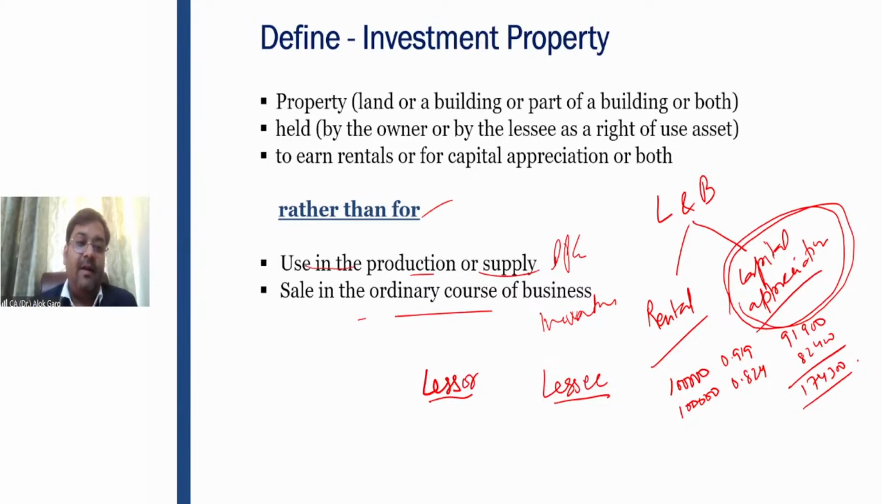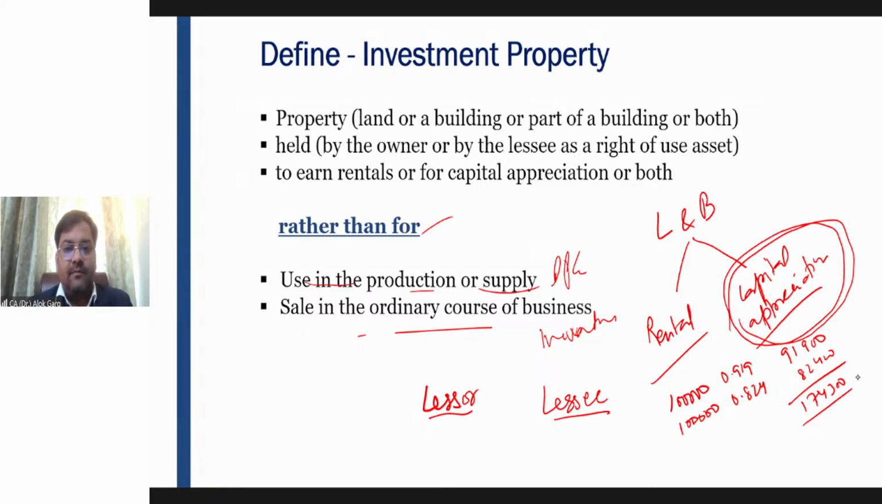So friends, again, it will depend. If the lessee has taken that building for the purpose of subleasing, in that case, it will be investment property. But if the lessee has taken that building on a rental basis for office purposes, for the purpose of business, in that case, it will be your property, plant and equipment. That right of use asset will be classified as PPE. Is it clear, guys?